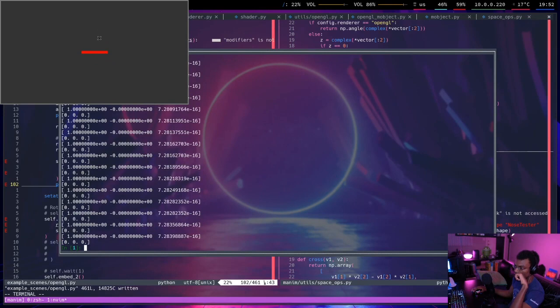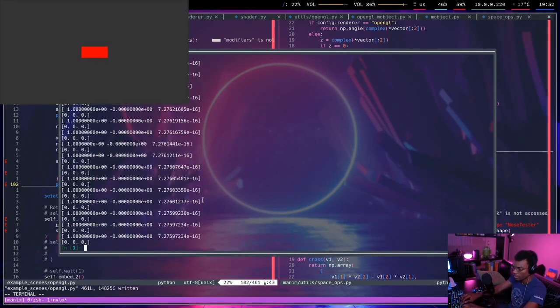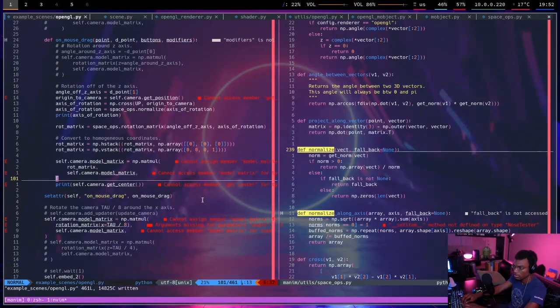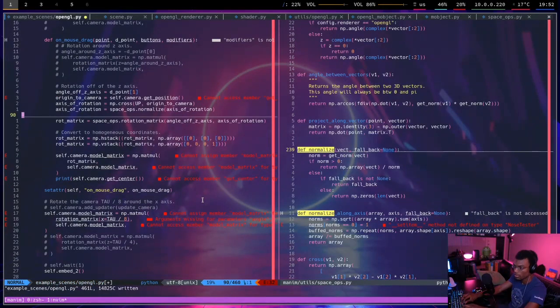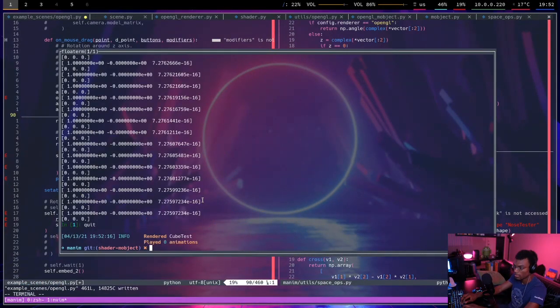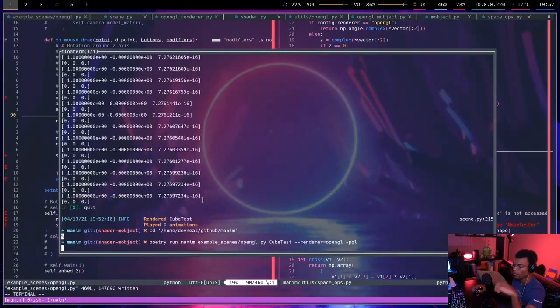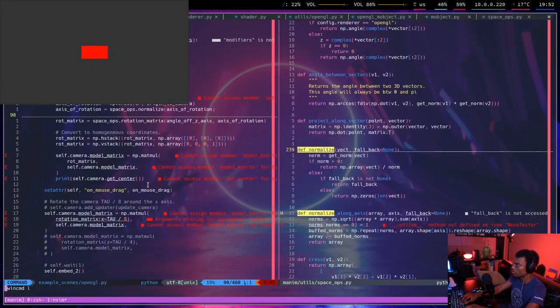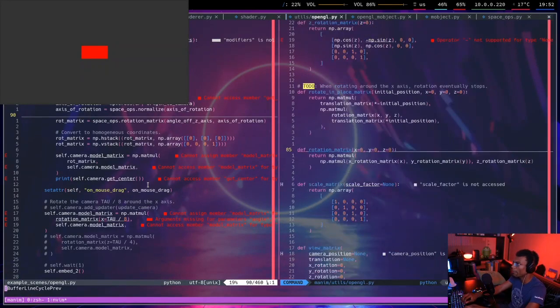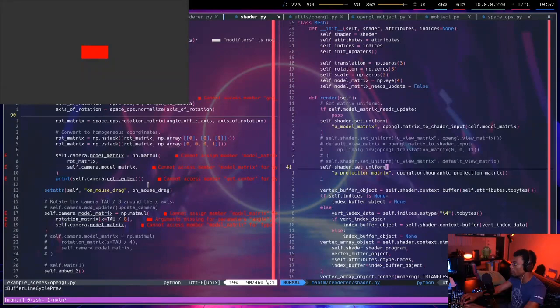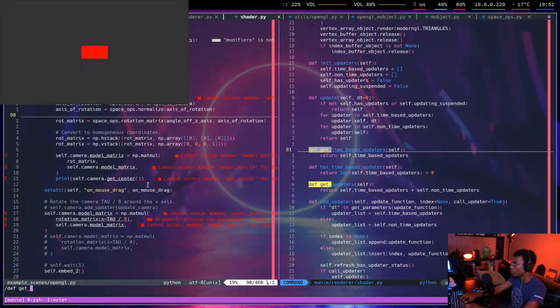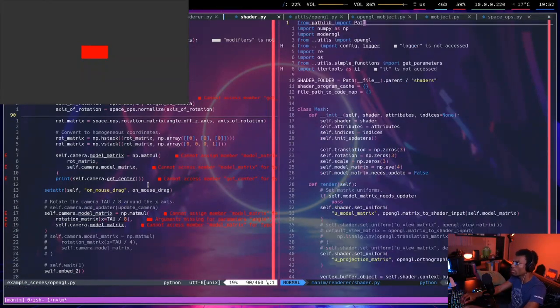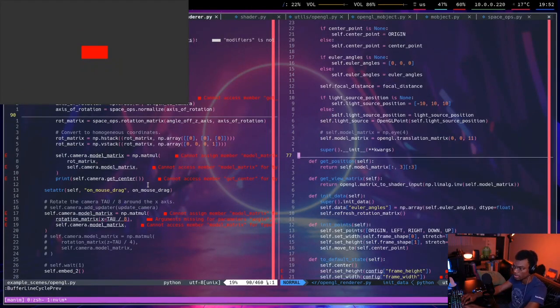I don't see why the position would change between 0 and 1. Am I printing two different things? Yeah, I am. Okay, so the axis of rotation is the x-axis, and the location of the camera is at the origin? Wait, is get center even the right one? I think it was get position or something. Where's the camera? Here, get position, yeah.